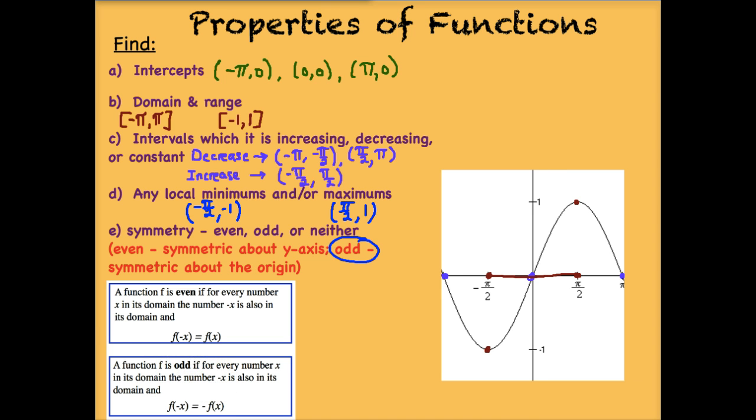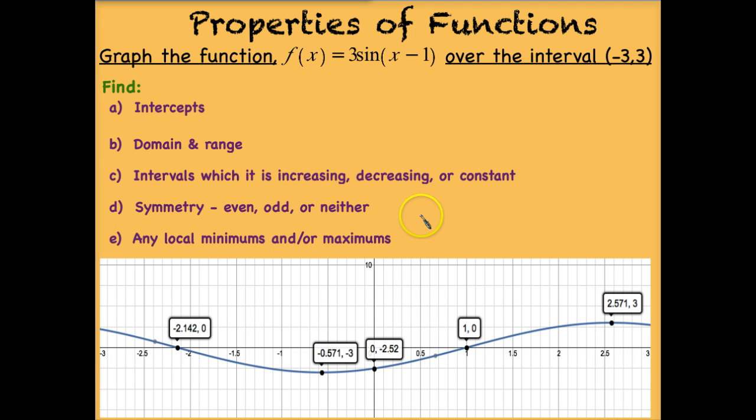Let's look at another example of identifying properties in functions. In this example, we want to graph this function, y equals 3 times the sine of x minus 1 over this interval, negative 3 to positive 3.